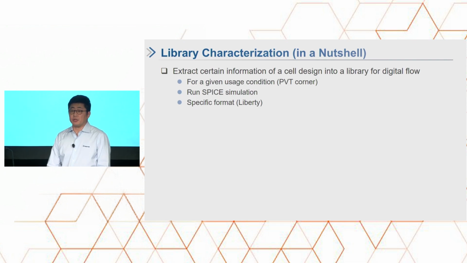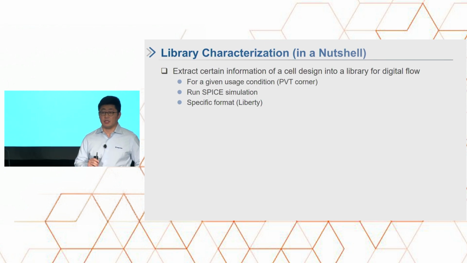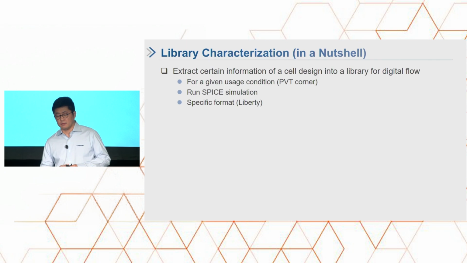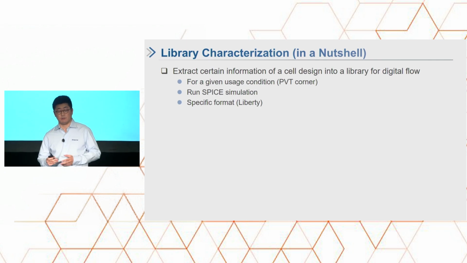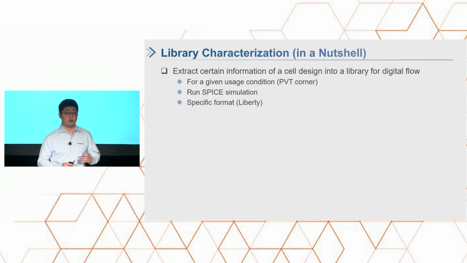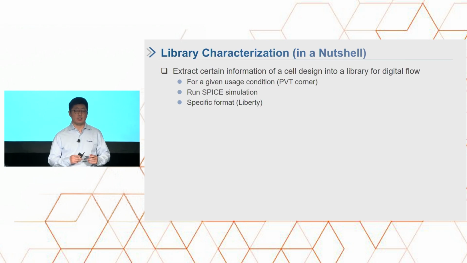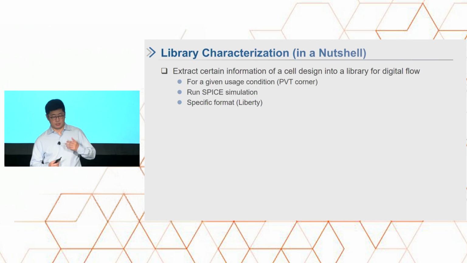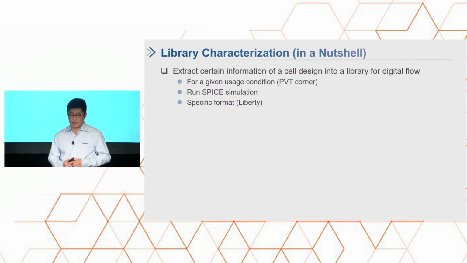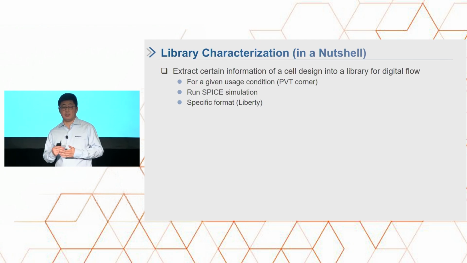Now, library characterization, in short, is to extract certain information from a cell design into a library, which is typically a file. And this file is used in digital flows later. Normally it is for a given usage condition, which we call PVT corners or RC corners. It's one condition, and we run SPICE simulation for that, which is the circuit device level simulation. And it's typically written in a specific format. The most common one is called Liberty.